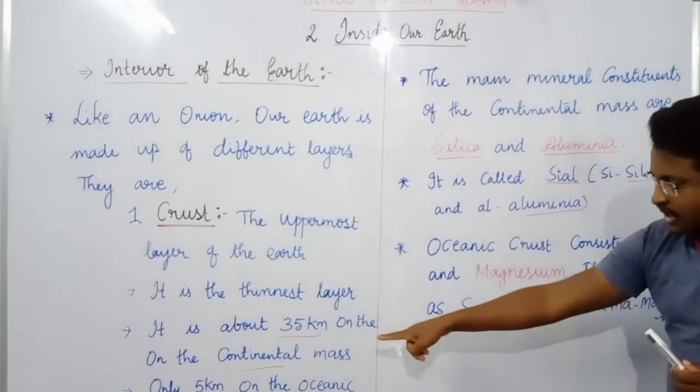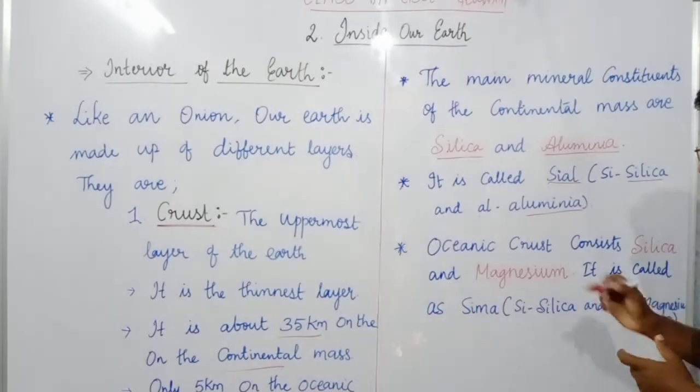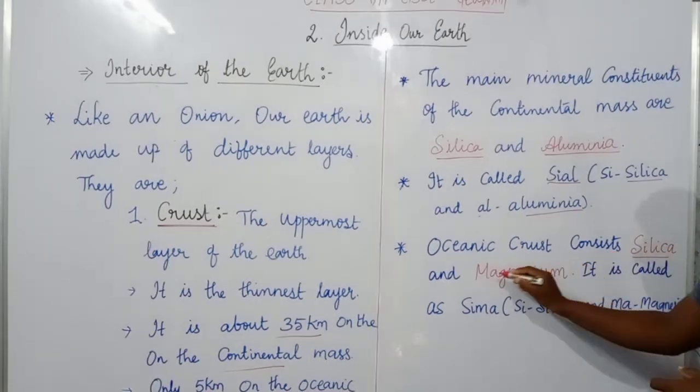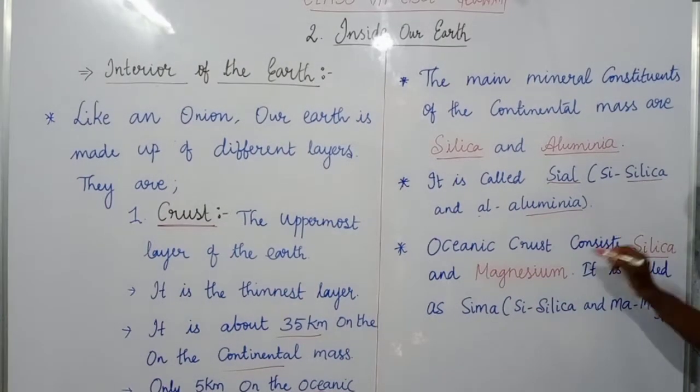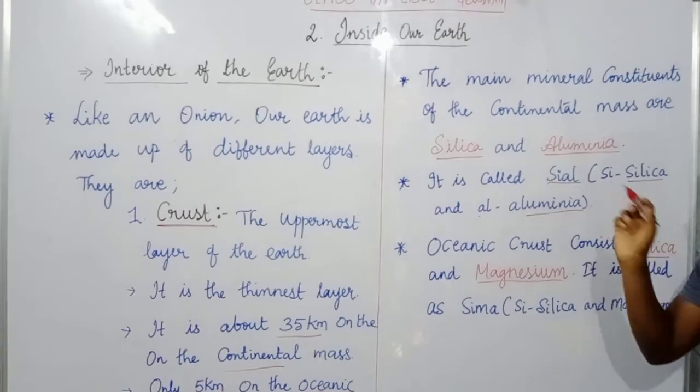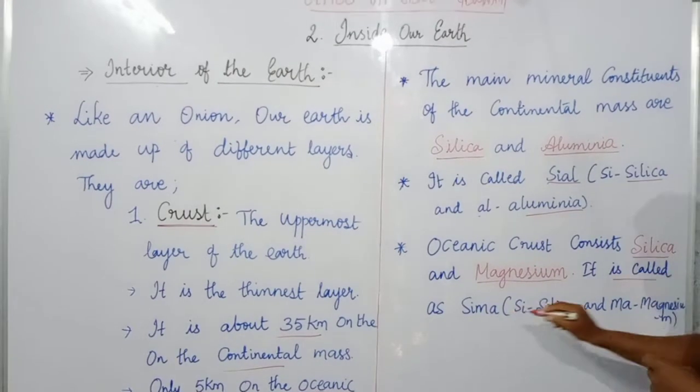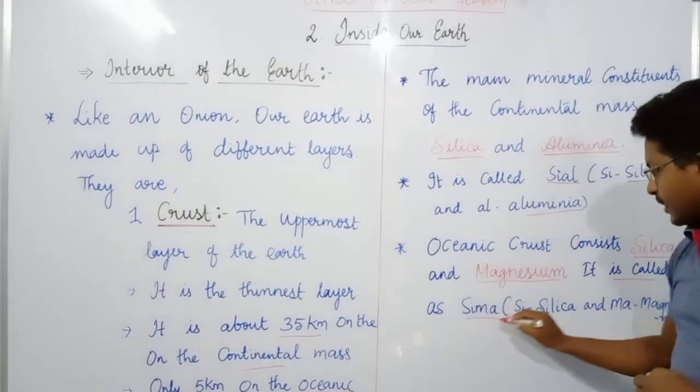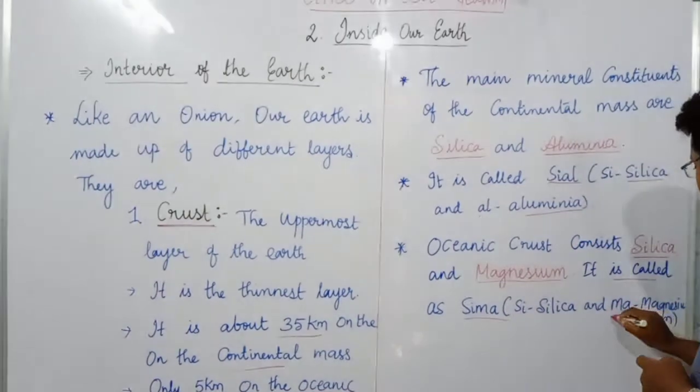Then the oceanic crust, the oceanic floor, is made up of two things. One is silica, the second one is magnesium. Together it is called Sima. Sima means Si for silica, and Ma for magnesium.